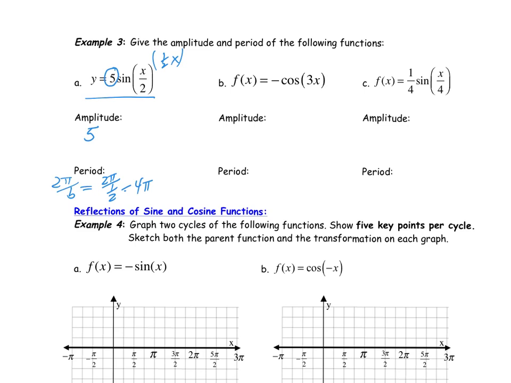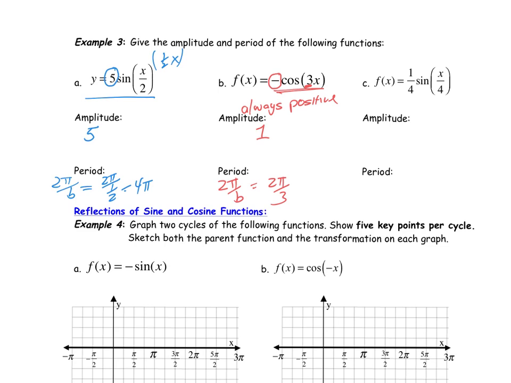Next function, we're going to look at f of x equals negative cosine of 3x. So the amplitude, don't get tricked here, the amplitude here is not negative 1, but 1, right? The amplitude is always positive. So you need to take the absolute value of a. b in this case is 3, so the period is going to be 2 pi over b, which is 2 pi over 3. So this is actually a horizontal shrink.